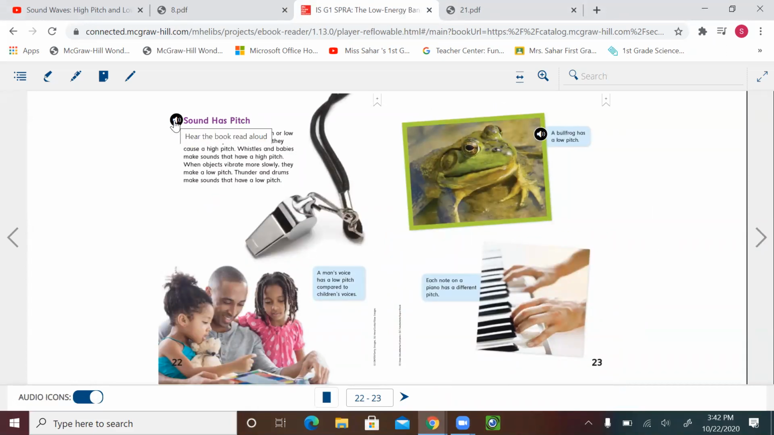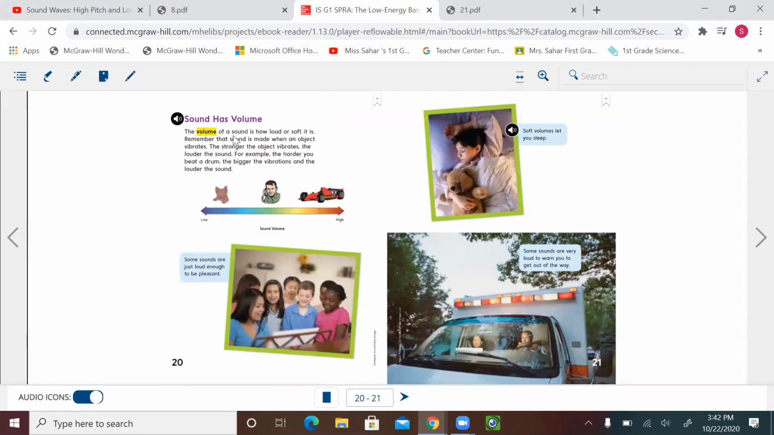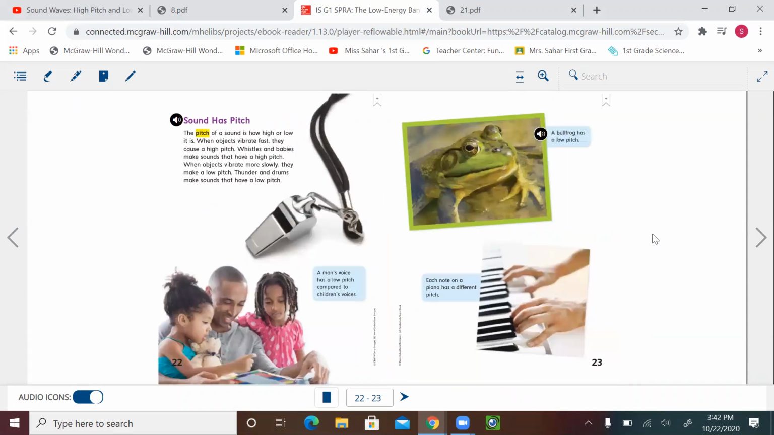So now we agree that the volume of a sound is how loud or soft, right? How loud or soft the volume, right? Let's go for the second part.